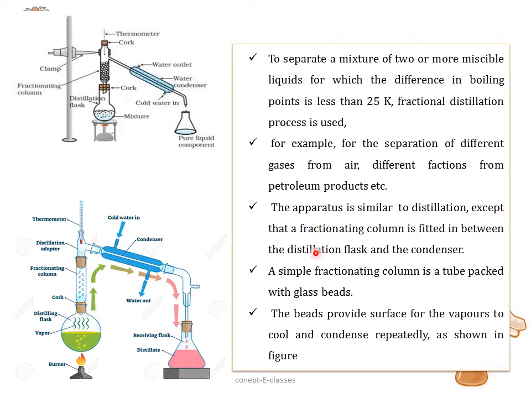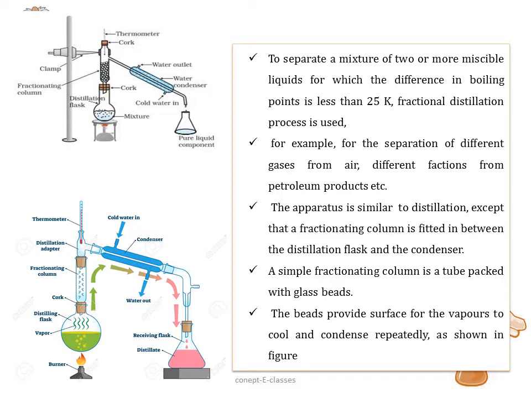So this apparatus is similar to that of distillation, except that a fractionating column is fitted in between the distillation flask and the condenser. These two figures are the same, just quite colorful, that's it. So this fractionating column is actually a tube which is packed with glass beads, and these beads provide surface for the vapors to cool and condense repeatedly, as shown in the figure.